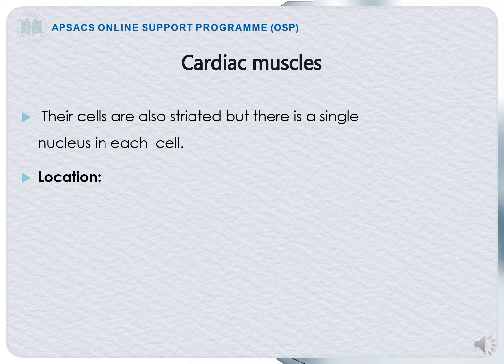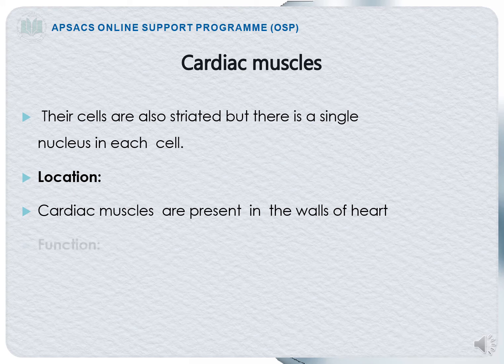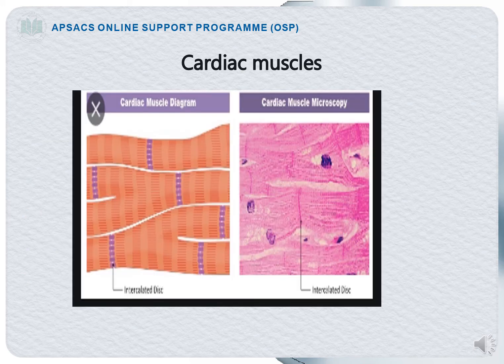What is the location of the cardiac muscle? As its name indicates, cardiac, it will be present in the walls of the heart, and the function of the cardiac muscle is that they produce the heartbeat. This is the diagram of the cardiac muscles. You can see the strips in the cardiac muscles. So that's why they are also striated muscles.